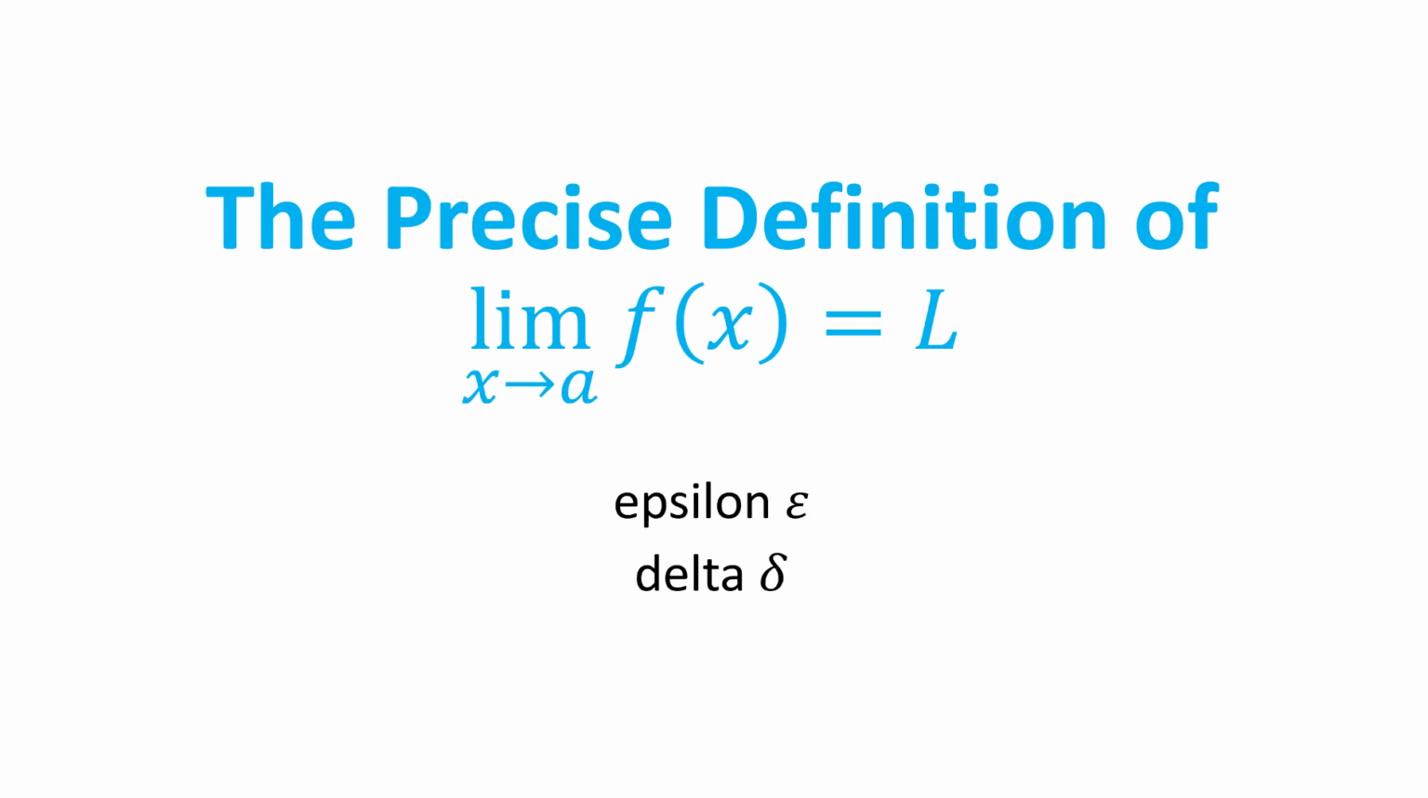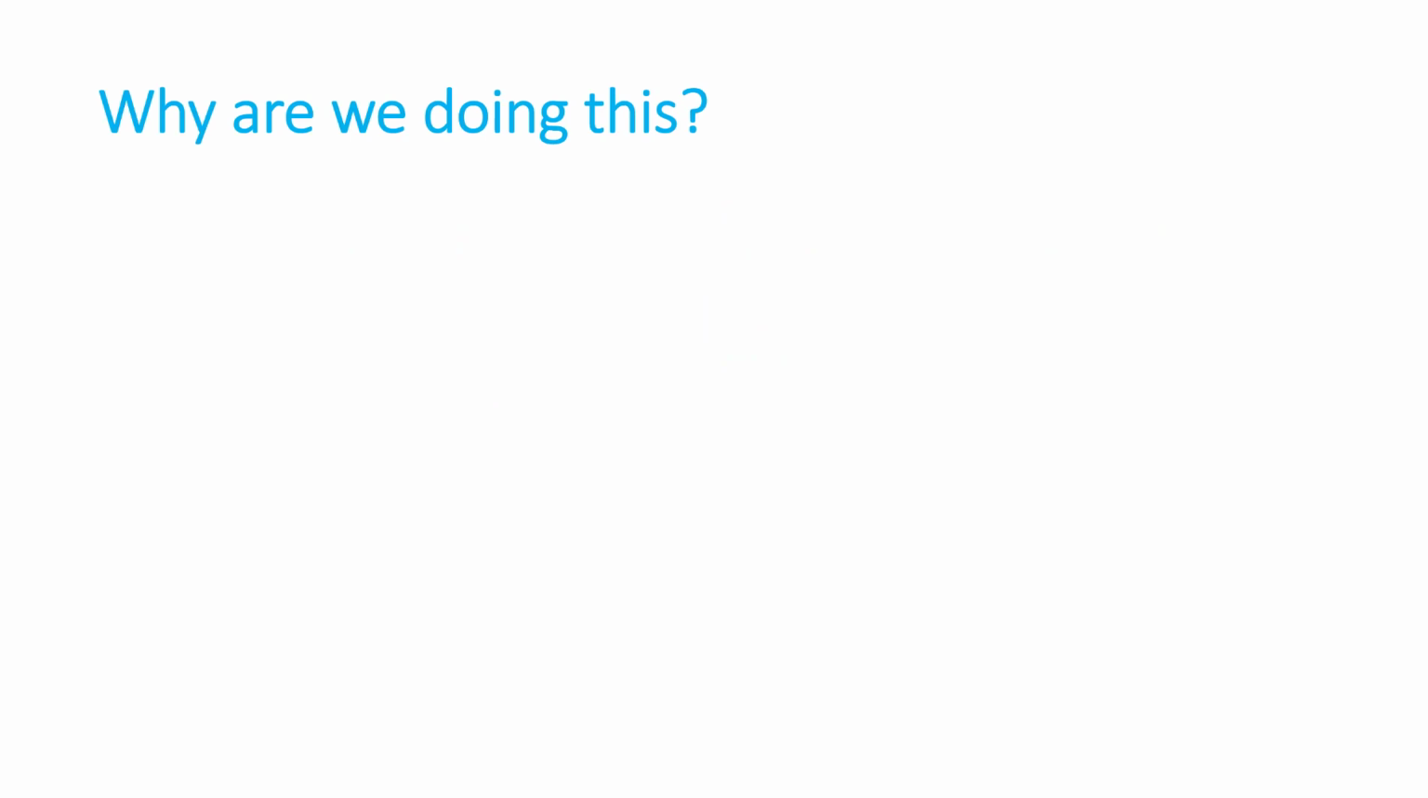This definition involves a couple of Greek letters that you might not have seen before, a lowercase epsilon, which looks sort of like this backwards 3, and a lowercase delta. And so sometimes you'll also see this definition called the epsilon delta definition of limit. So one important question to answer before we get into the details of this definition is, why are we doing this? You already know how to use graphs, tables, and theorems to get answers to limit questions.